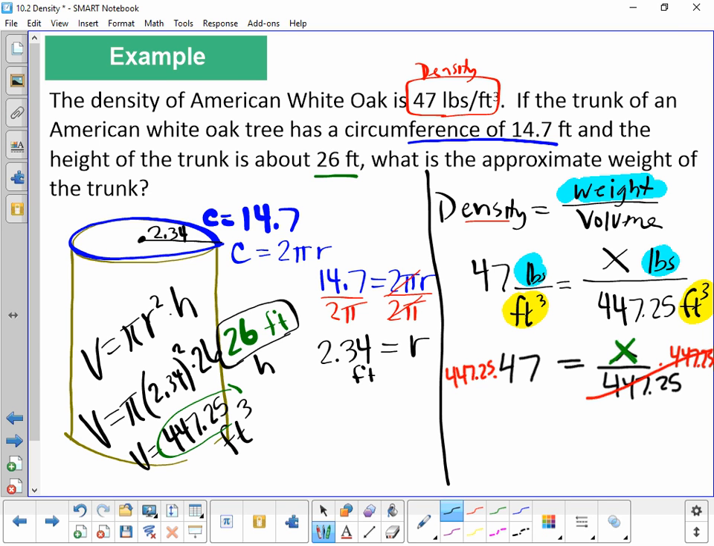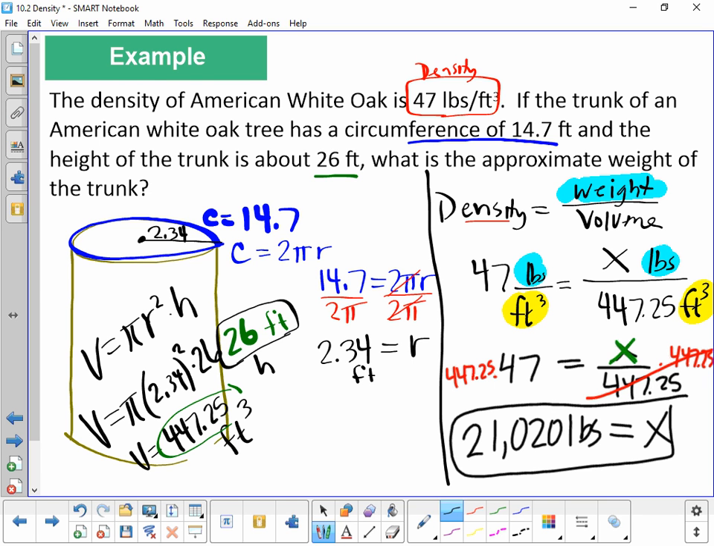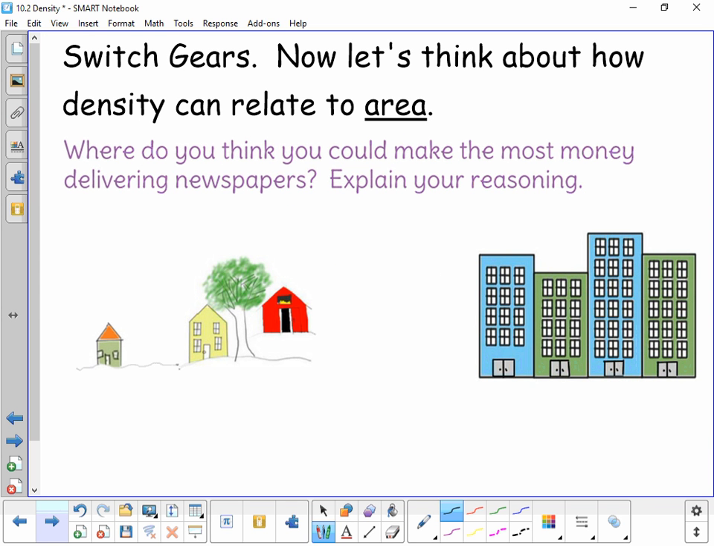And when we do that, we come up with 21,020 pounds for the weight of the tree. So this thing is huge. This thing is really heavy, really big, enormous. So in this case, we used the density and the volume to help us calculate a weight. And as long as you have two of those three items, you can use those two to help you calculate the third one. All right, so let's switch gears now.